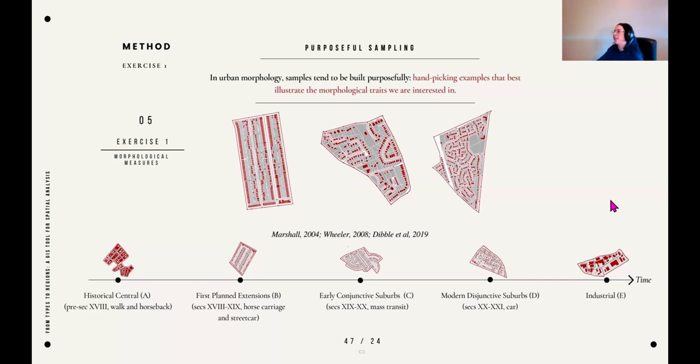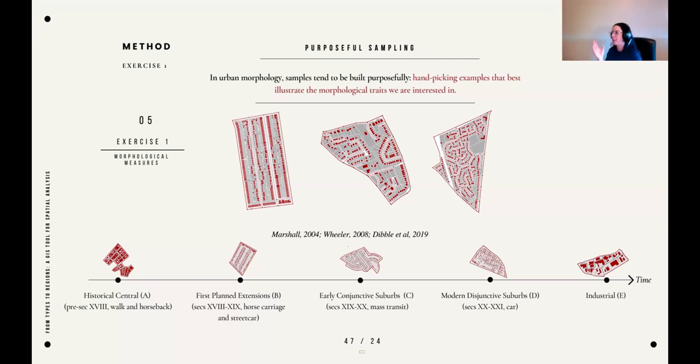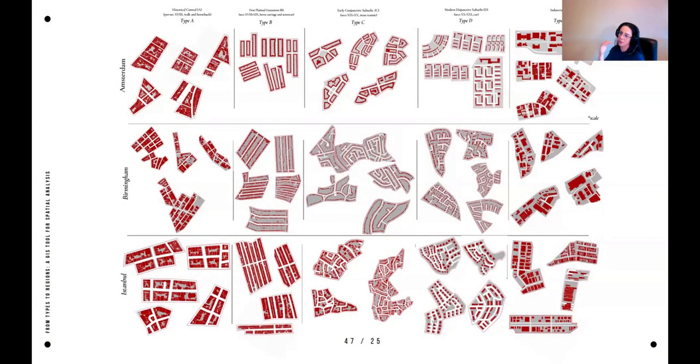To run this exercise, we used a technique called purposeful sampling, which is hand-picking examples that best illustrate the morphological traits we are interested in. So we visually analyzed and selected patterns which reflected the historical development of the city. These classes that we selected reflect the historical development of the city. And we did the same procedure for Amsterdam, Birmingham, Istanbul. Our goal here is that we have classes from completely different cities, so different historical backgrounds, and we needed to ensure that they were different in order to verify if our measures within the method would work in different contexts.